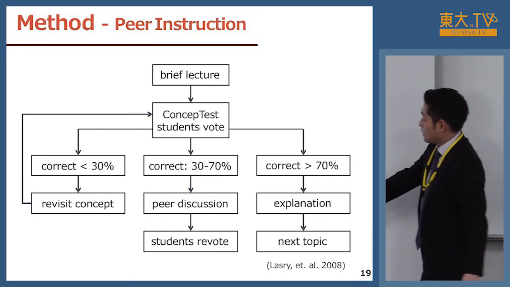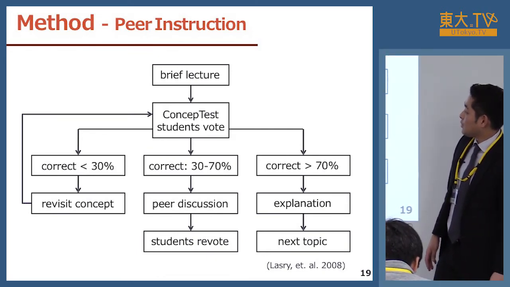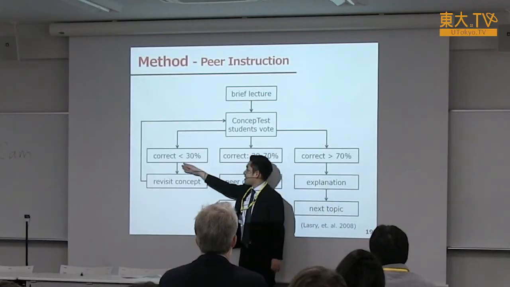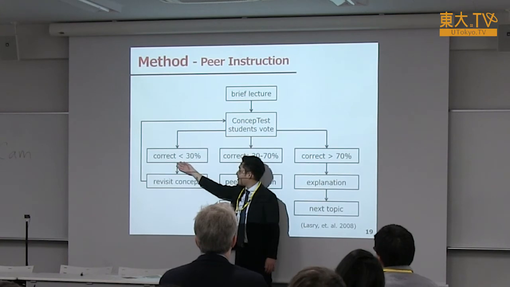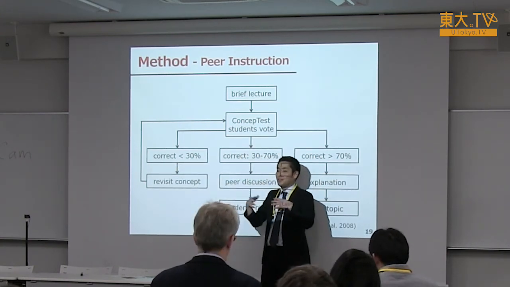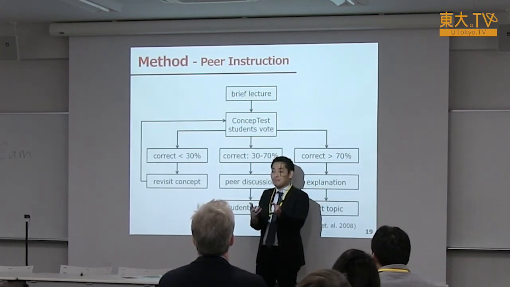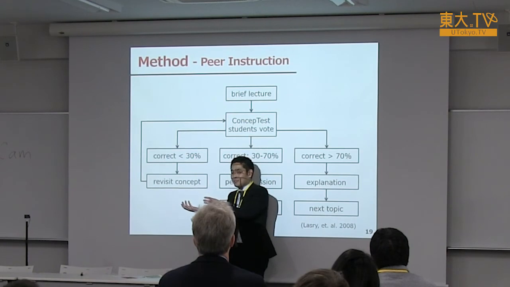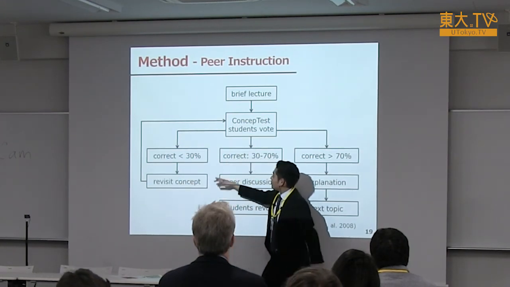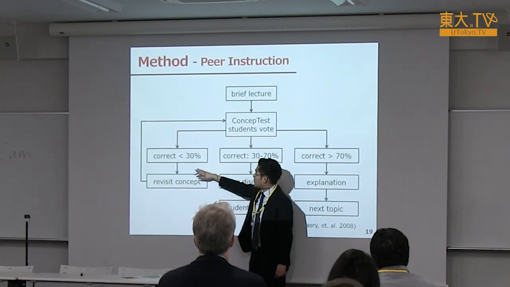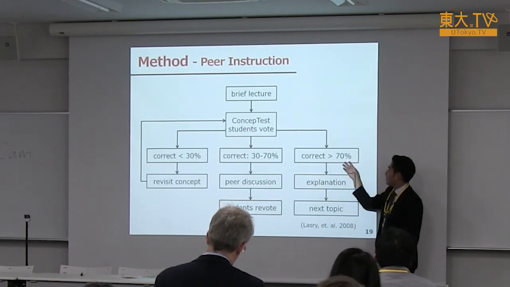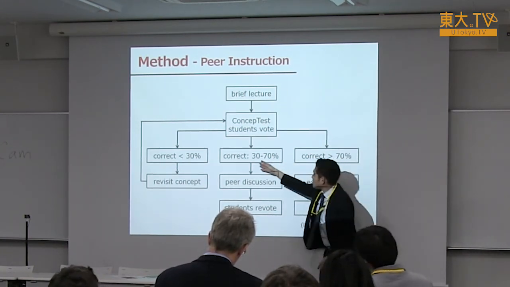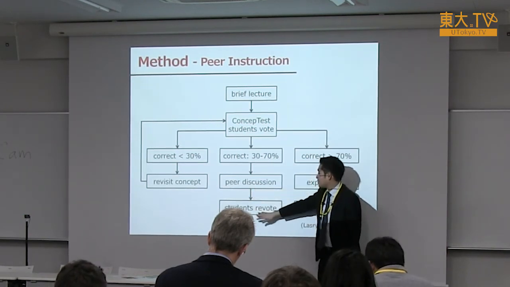The developer of peer instruction said that you have to change your behavior based on the correct rate, because if there are no correct answers, it will be a waste of time to make students talk, because it will direct them in the wrong direction on the concept. So if the correct rate is less than 30%, revisit the concept. If more than 70%, let's proceed to the next, because many of the students know the concept. And between those, please make them discuss, and please have them report.